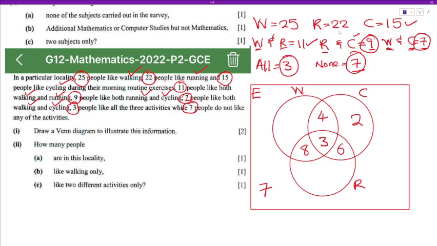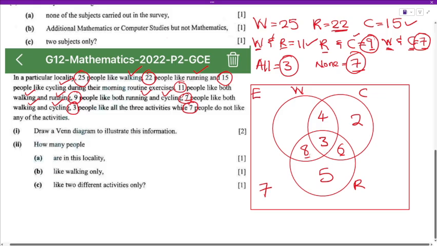Okay, let's go to running first. Running, the total should be 22. So far, what do we have? We have 8, 4, and 3. So 8 plus 6, that is 14. 14 plus 3, 17. 22 minus 17, that should be 5. Let me just confirm. 22 minus 17. 5, yes, correct.